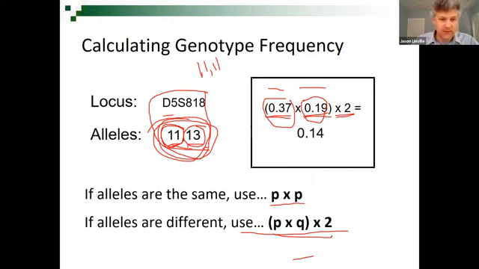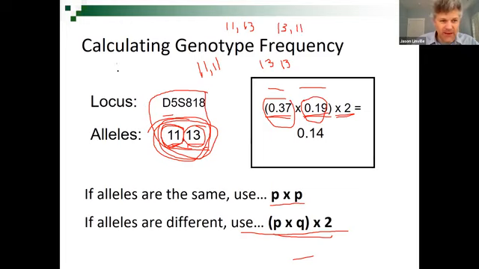Okay. And Rebecca asked, why do we multiply them by 2? Excellent question. And that's what I'm answering right now. If it's a 13 13, you got the 13 from your father and the 13 from your mother, right? If it's 11 13, there's 2 ways to get there. This is why we multiply by 2. You could have gotten an 11 from your father and a 13 from your mother, or you could have gotten a 13 from your father and an 11 from your mother, okay?